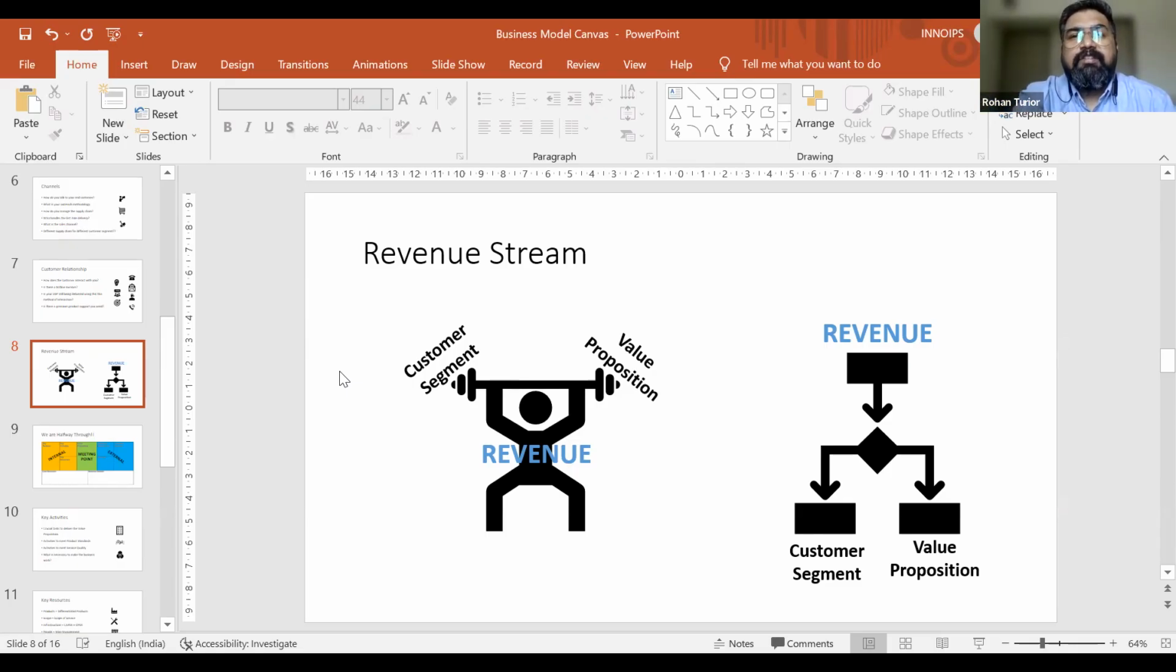Okay, so these three things should fall in sync: the value proposition, the customer segment, and then the revenue stream. Because if the value proposition and the customer segment are not in sync, you will not have a revenue stream. And if you don't have a revenue stream, nobody will invest in the business. Am I clear? Yes. Thank you, sir.